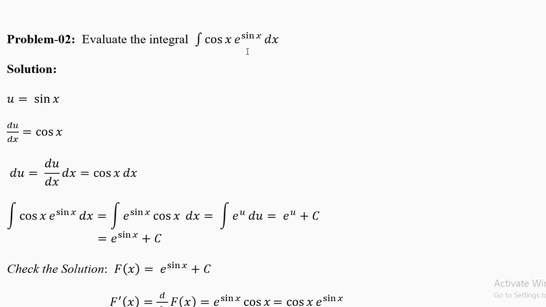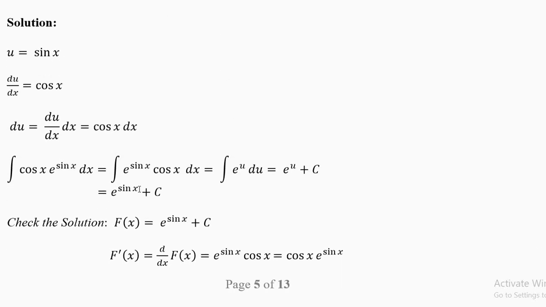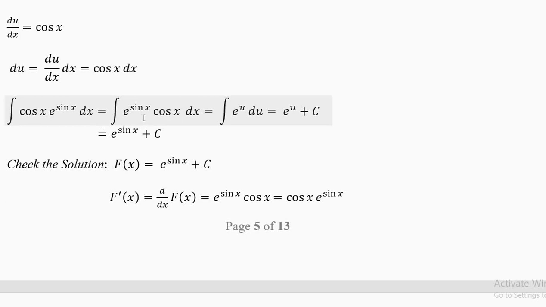Cos x integration of e power sin x. Now this is the exponential function. So you put u equal to sin x and du by dx equal to cos x. So du equal to cos x dx. So you copy the integral. You will get cos x dx as du, and e power sin x is e power u.